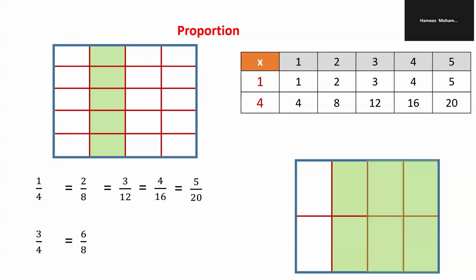3 over 4 should be the same as 6 out of 8. If we remove it, we still see 3 out of 4. And we could put it back in with 2 lines now coming across. So we have 4 threes are 12 parts. How many parts are shaded? 9 out of 12. If we remove it, we still see 3 out of 4 shaded. And if we draw the lines across, we're going to see 4 fours are 16 parts in all. And how many parts are shaded? 12 out of 16.